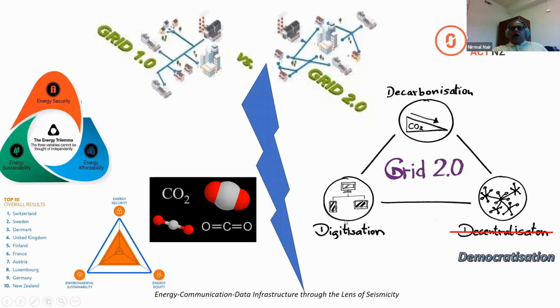With that, there is a need for connecting this to the rest of the existing Grid 1.0. That's where the digitization comes in. And this concept of distributed small-scale energy resources spread across is called decentralization.